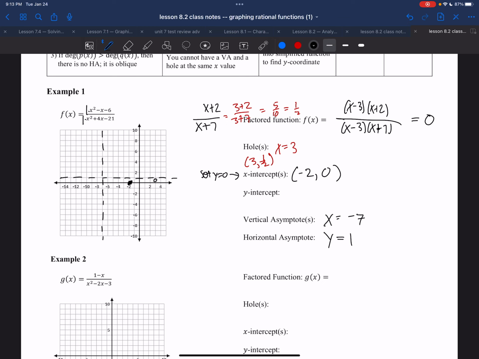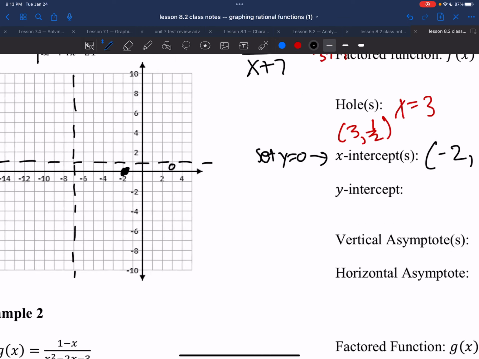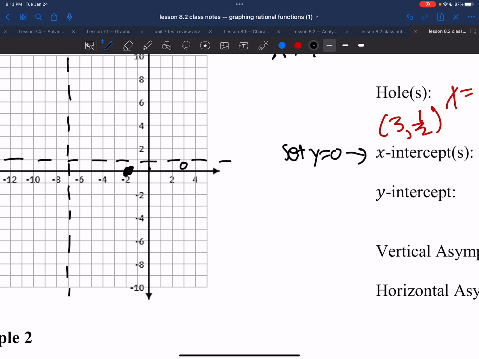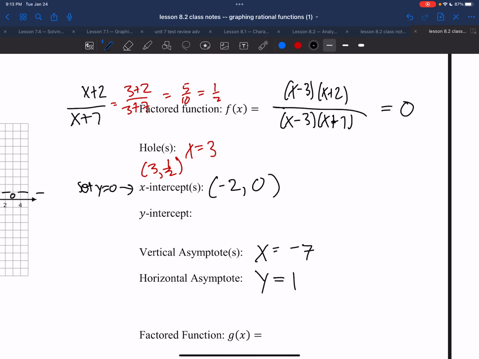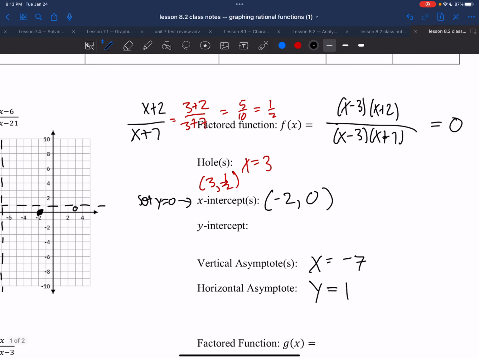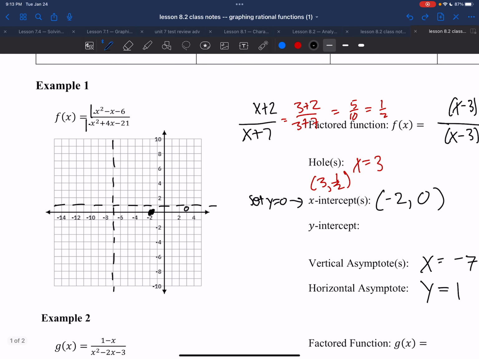And then let's see if we can find the y-intercept. Chances are, we're guessing it's going to be somewhere right here, huh? Yeah, so something like that. So let's plug in x equals 0. You could do this in the factored function. I'll let you know, though, if it's expanded, it's usually easier to put 0 here. Because 0 squared minus 0 minus 6, right? I've got -6 on top. Put in 0 on the bottom, you get -21.